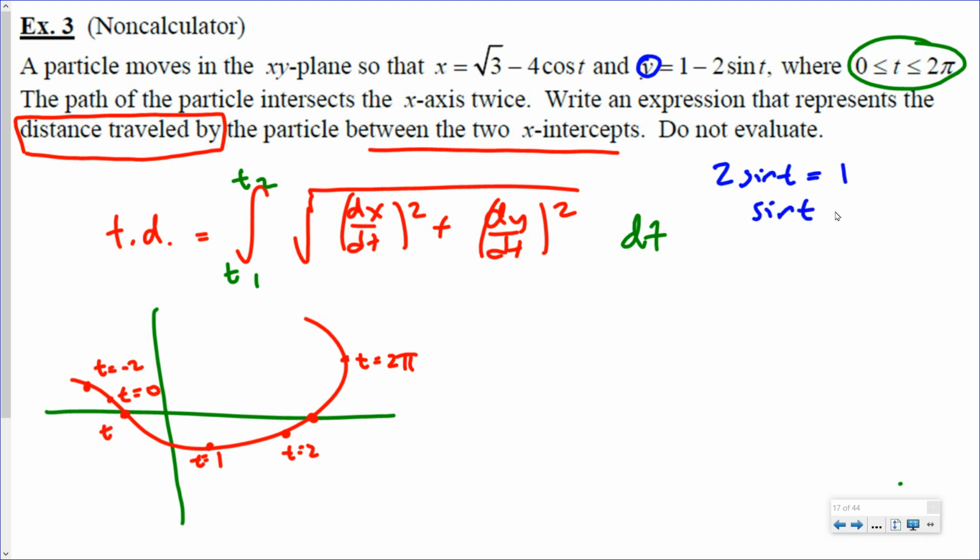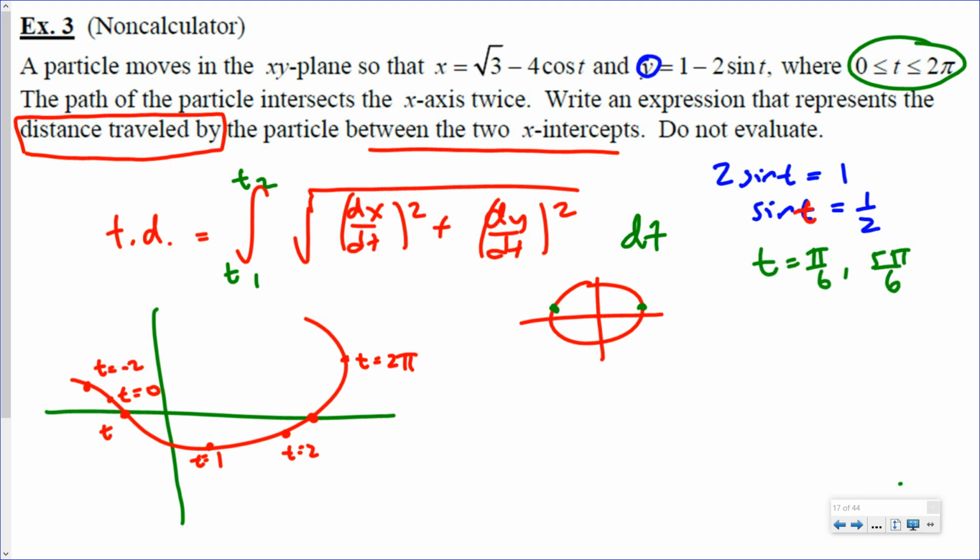Therefore, sine t, divide both sides by 2, is equal to 1/2. Okay, guys, when the t is sitting next to the trig expression, then the t is an angle. So let me think about my unit circle. At what angle is my sine value 1/2? At what angles does that occur? Pi over 6, and where else?